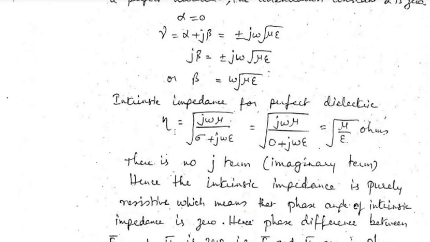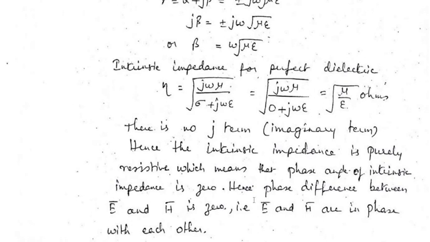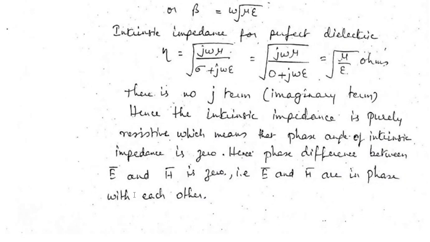So what does this mean? The intrinsic impedance is purely a resistance term. Okay, there is no capacitance or any inductance term. That means the phase angle is 0. That means E and H are in phase with each other in a perfect dielectric.